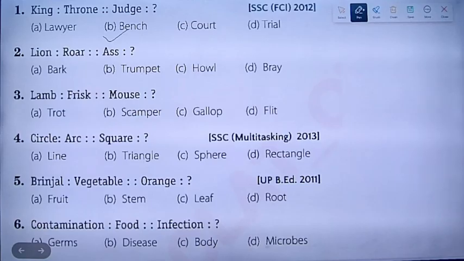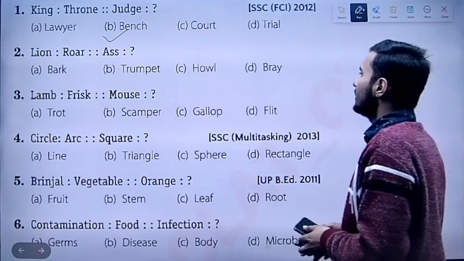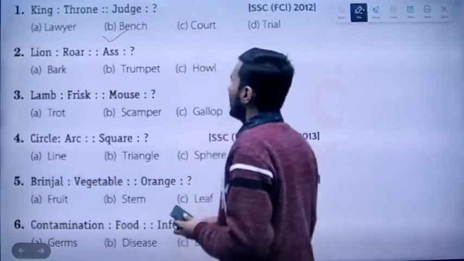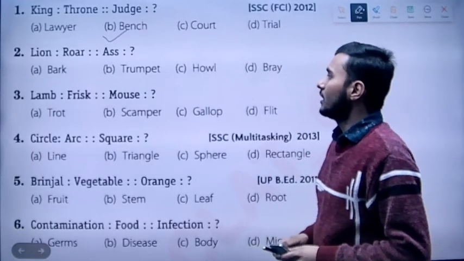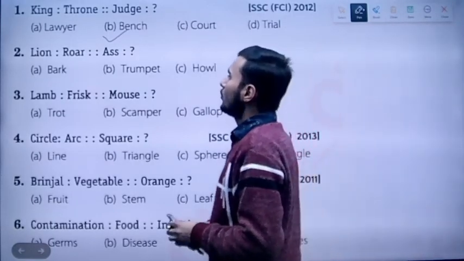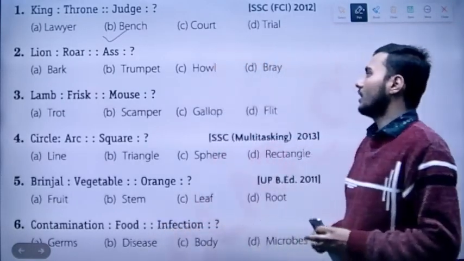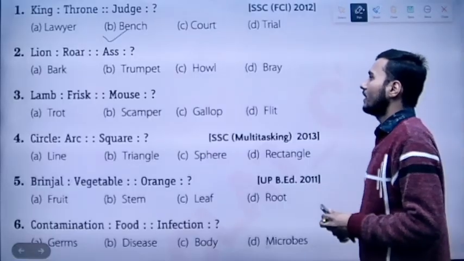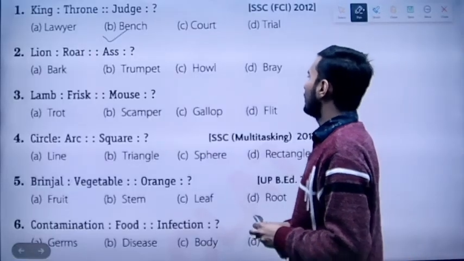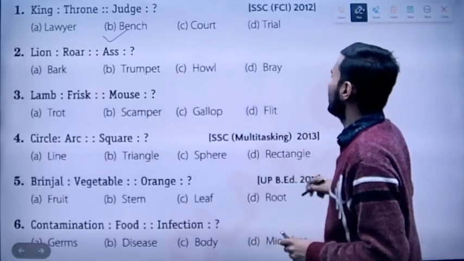So next question is lion is equal to roar and ass is equal to what? Option A is bark, option B is trumpet, option C is hollow, option D bray. So in this question what relationship are we seeing? Roar is the sound of lion, so we have to find the sound of ass. So the sound of ass is option D, bray.